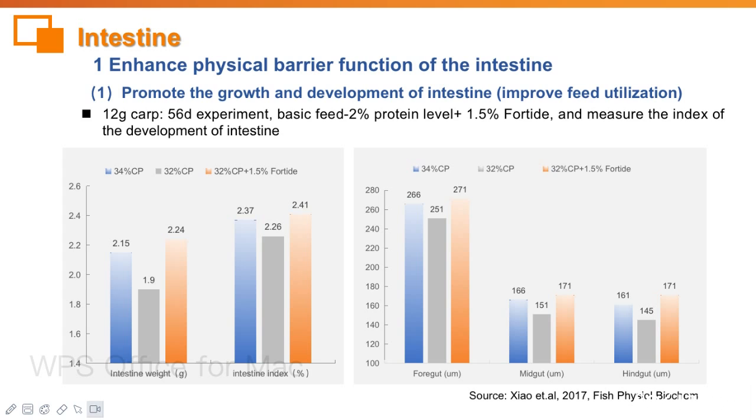And we saw that the weight of the intestine, the intestinal index, and the height of the folds of the foregut, middle gut, and hindgut all increased significantly. Ensuring better development of the intestine helps to improve the digestibility of the feed.